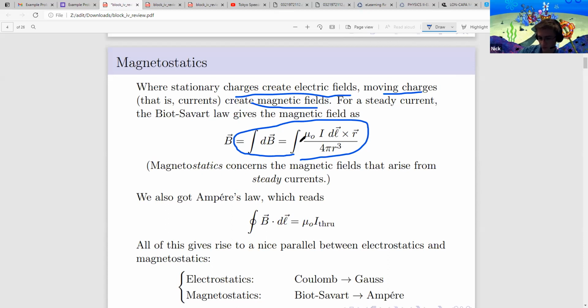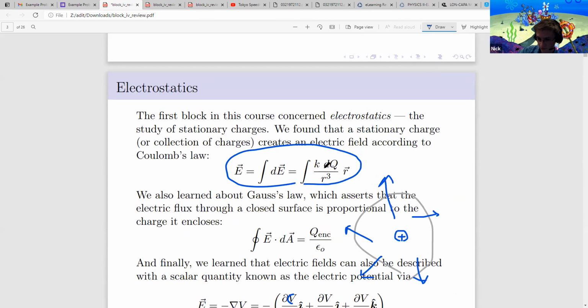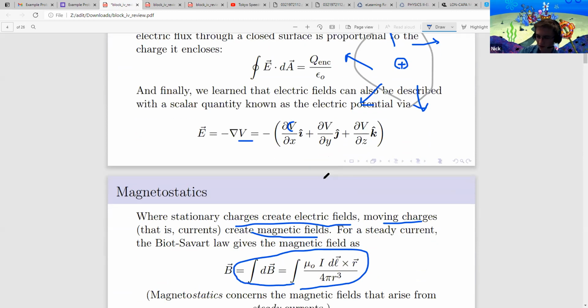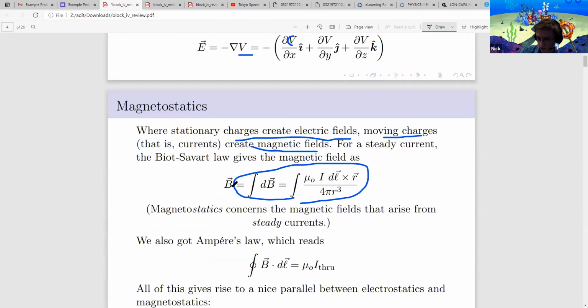The reason why magnetics tends to be a little bit harder is because you have to consider a little bit more dimensions, because you have these cross products with dl's and you're crossing them with r, where we didn't have any sort of cross products in Coulomb's law. But on the whole, the Biot-Savart law is very analogous to Coulomb's law.